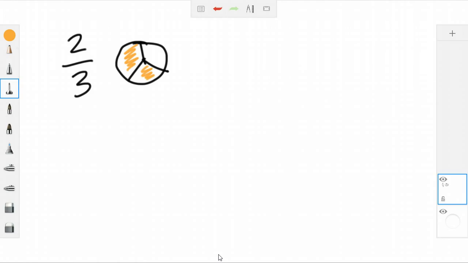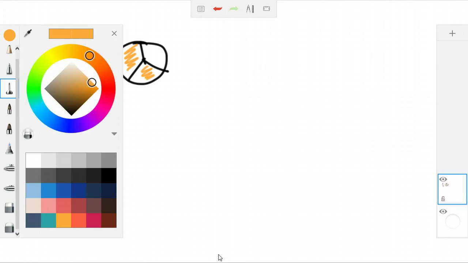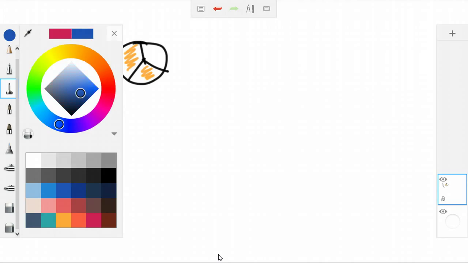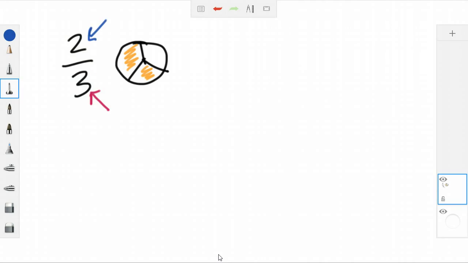And I know how to do that because I know that this bottom number on a fraction, this one here, that's the denominator. That tells me the total number of parts that one whole is divided into. And this top number here is called the numerator. That tells me the number of parts that I'm counting out. So I know that I'm counting 2 out of 3 parts, 2/3.